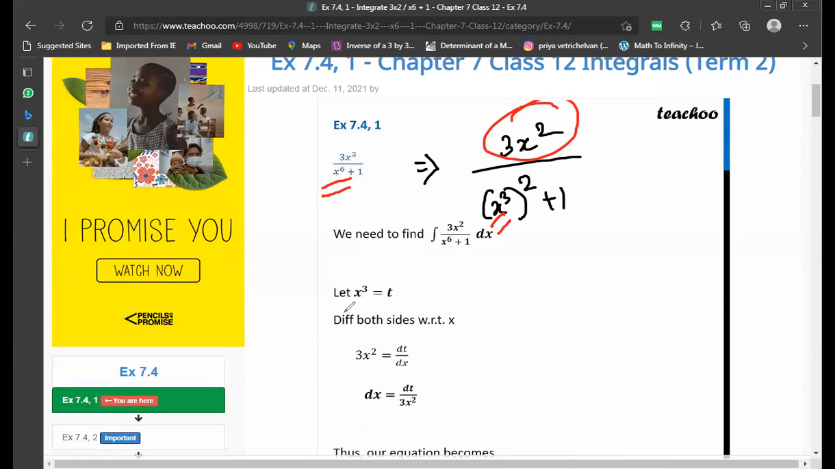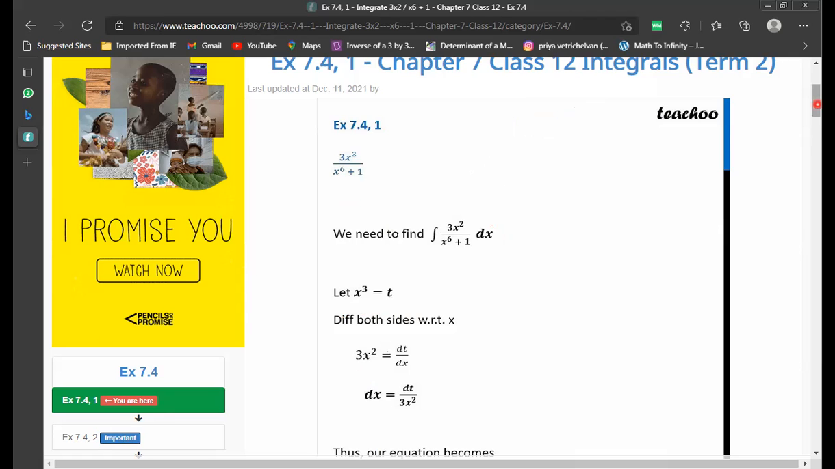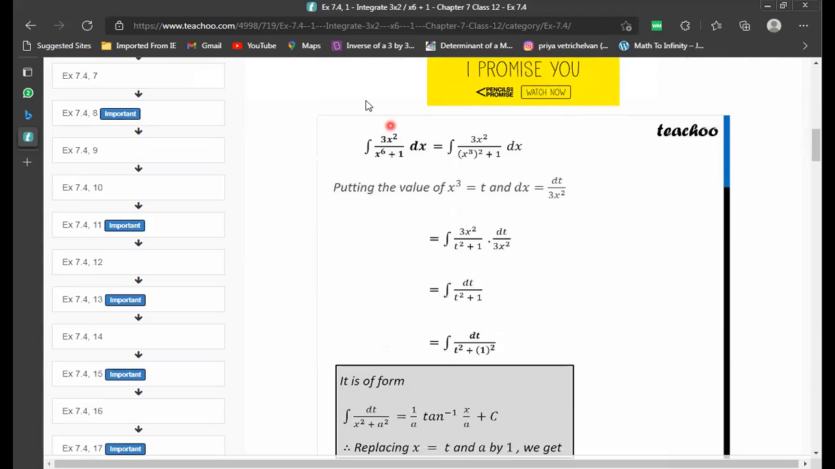Clear? So I'm assuming x cube as t now, and when I differentiate both sides, I'll get 3x square on the left side, and on the right side it's going to be dt by dx, so we can write dx as dt upon 3x square. Clear? Okay. So now let's change the question in terms of t. So it's 3x square upon x cube the whole square plus 1 into dx. And what is 3x square?